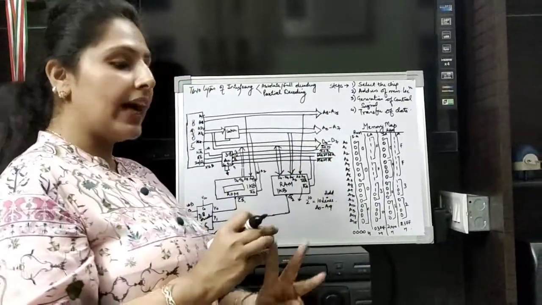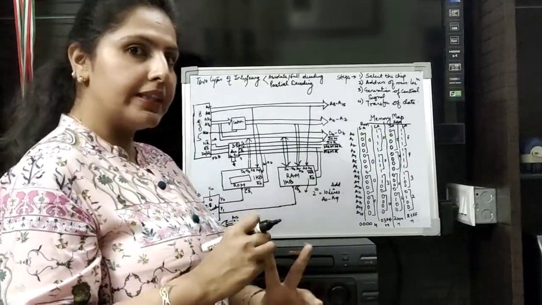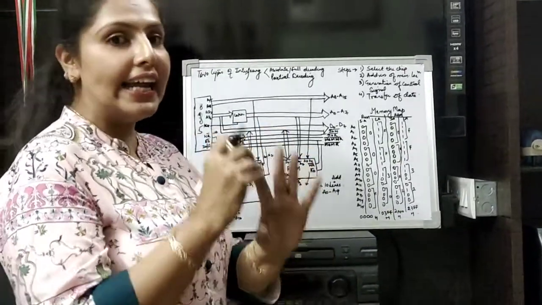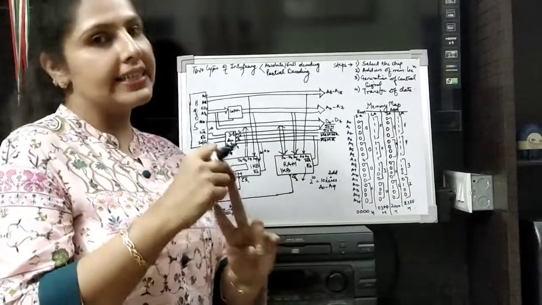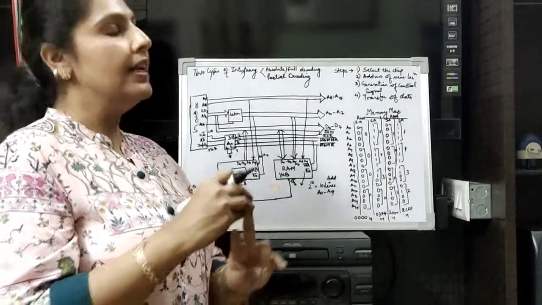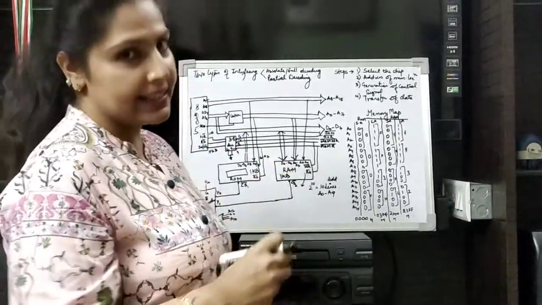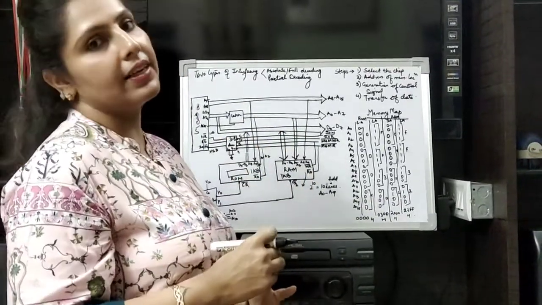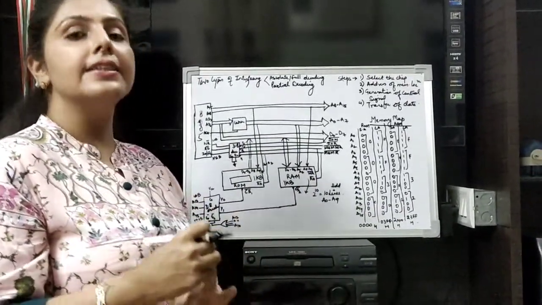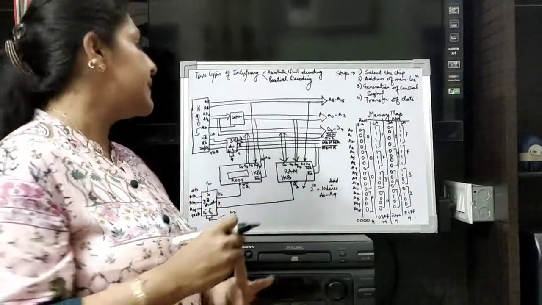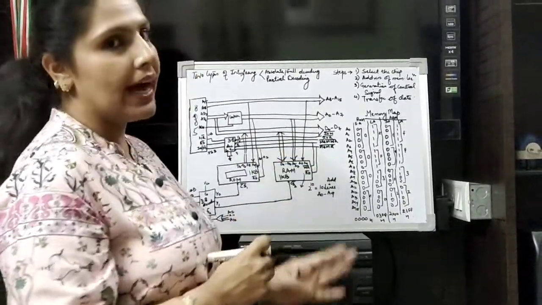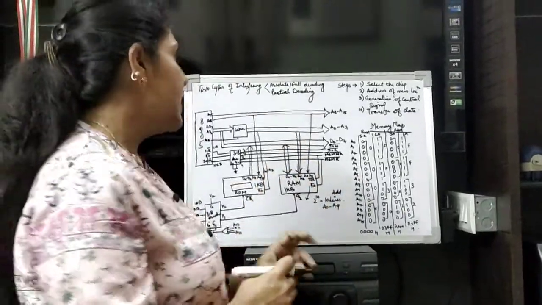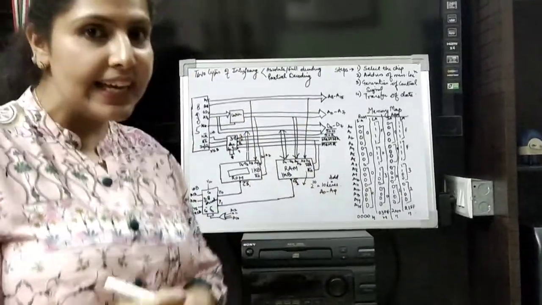You already know the data bus associated with the microprocessor, that is the 8 data lines. Next is the address bus associated with the microprocessor, that is the 16 address lines. And next is the control signal, or you can say the control bus. These are basically the 4 operations: memory read, memory write, IO read and IO write. Now I will explain it in detail.